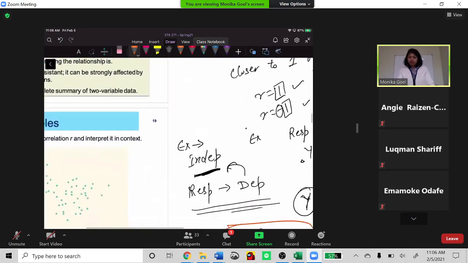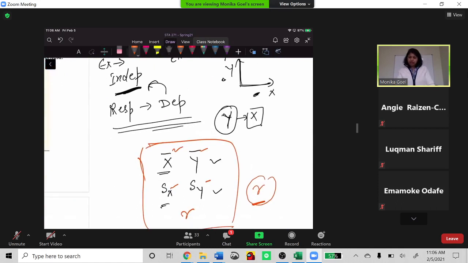And since we are using mean and standard deviation, they are not resistant to outliers. Mean or standard deviation will change if there are outliers in your data set. So r is also not resistant to outliers. If there are outliers in your data set, your strength, or you can say your linear strength, will get affected.